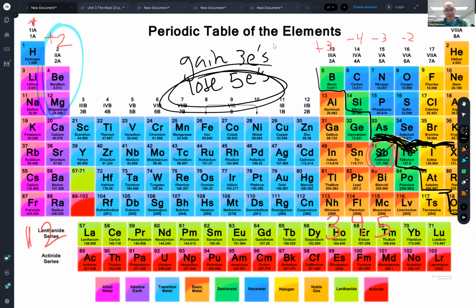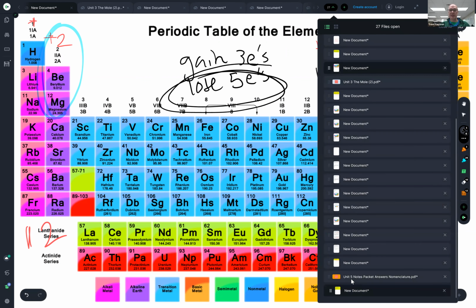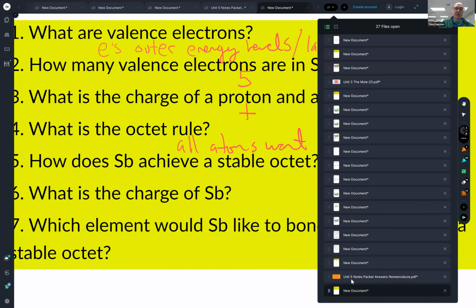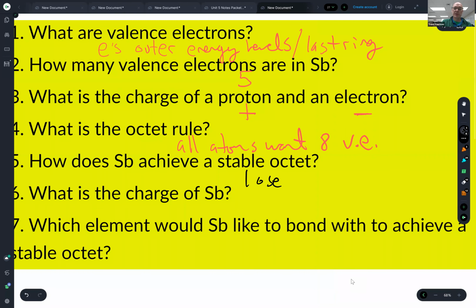I know that that's confusing. It's a hard concept to figure out. But what we've got to remind ourselves is that antimony is to the left of the staircase, meaning it is a metal, meaning it is going to always lose. So this is one of the rare instances where we don't have it following the predicted path. So it is going to lose its 5 valence electrons.